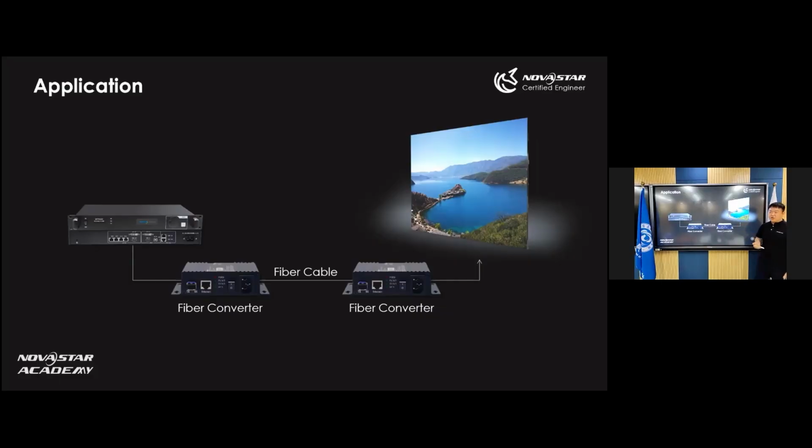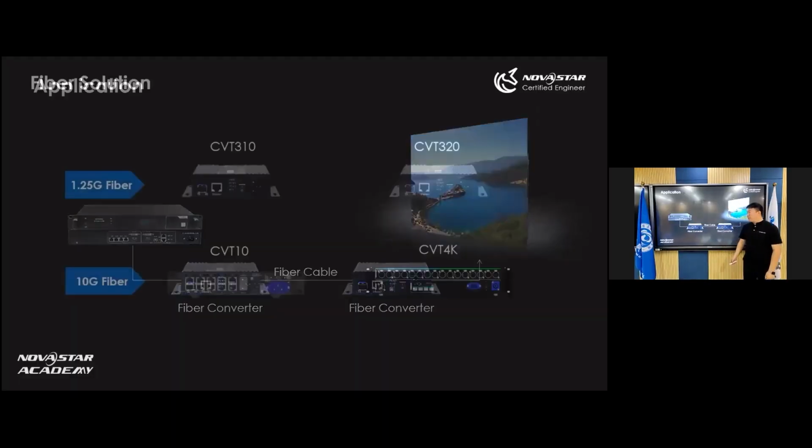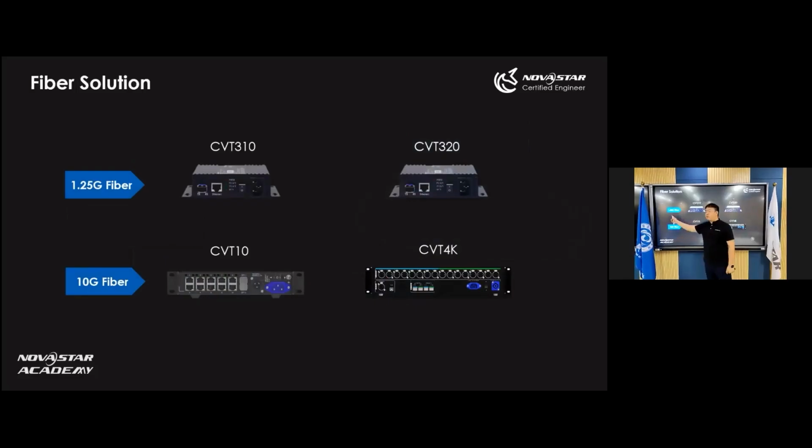This is the structure. And currently, for NovaStar, we have two categories. We have 1.25G fiber, and we also have the 10G fiber. It's determined by the fiber module. The CVT310 is multi-mode, with a transmit distance within 300 meters, and the CVT320 is single mode. The maximum transmit distance goes to 10 kilometers.